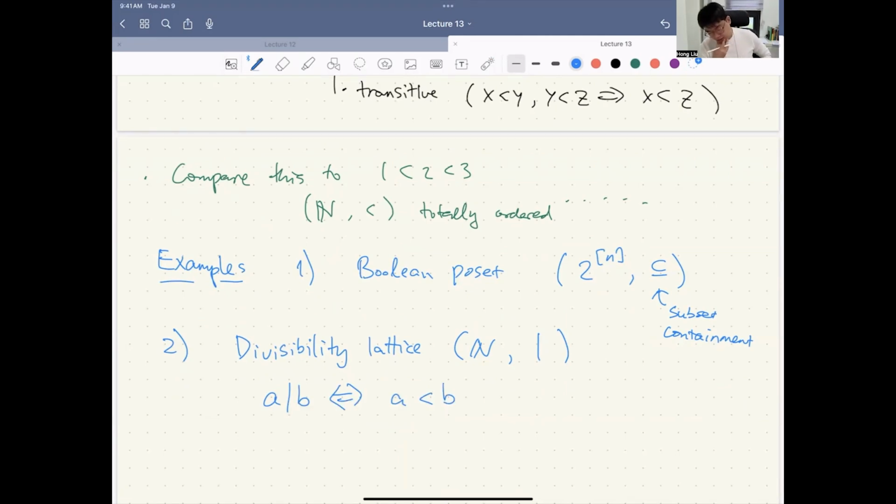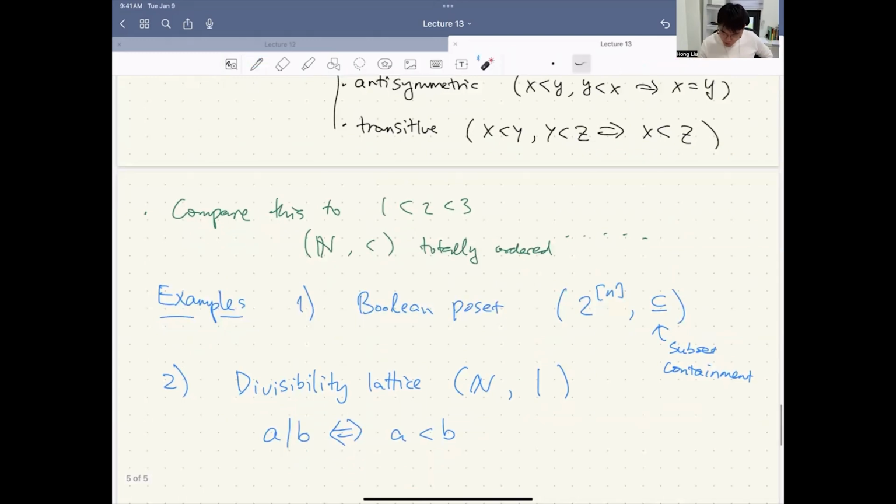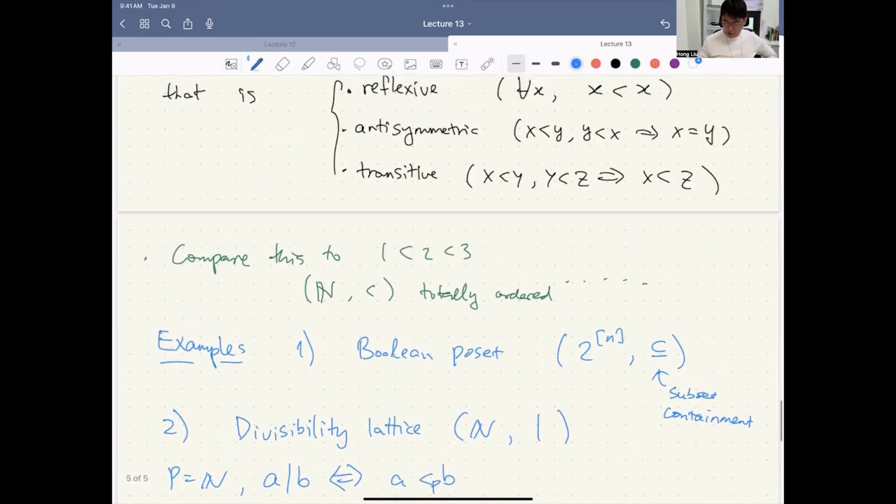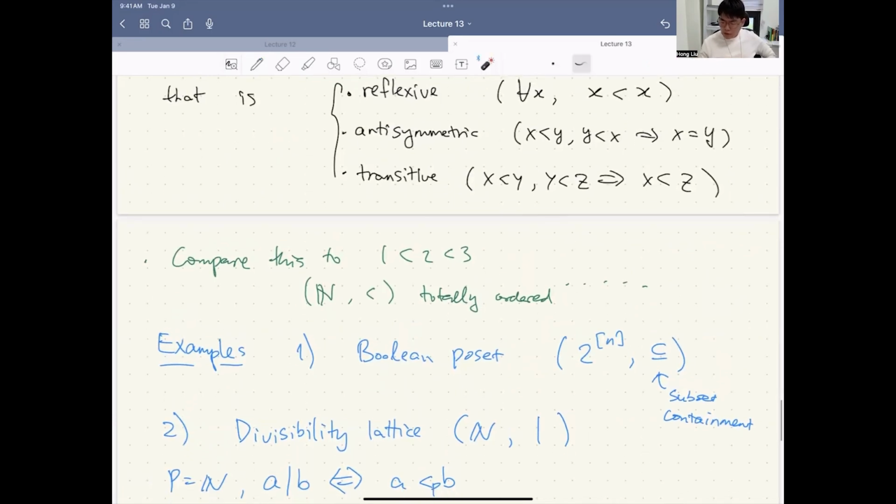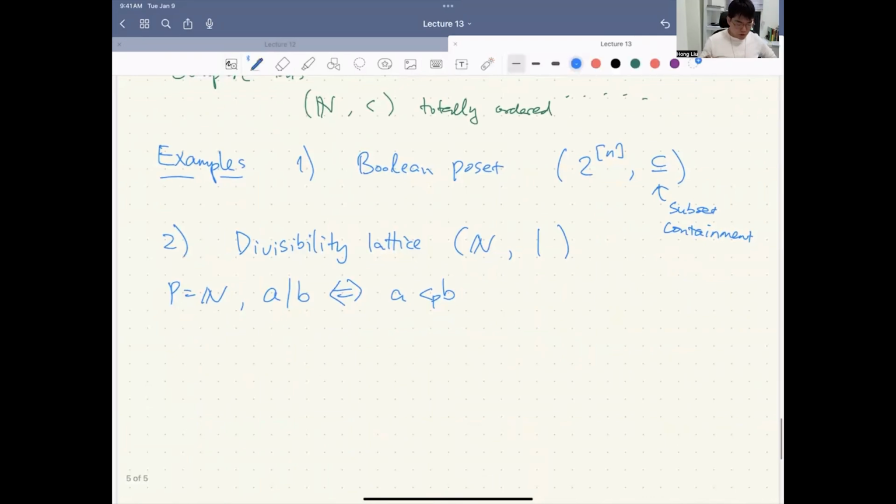Here, when I write this, I mean this poset P is this. Let me write it like this. So P equals N, and A is less than B if and only if A divides B. And this is obvious also. A number divides itself. If A divides B and B divides A, they have to be the same number. If A is a factor of B and B is a factor of C, then A is a factor of C. Also obvious. Let's draw a little bit.